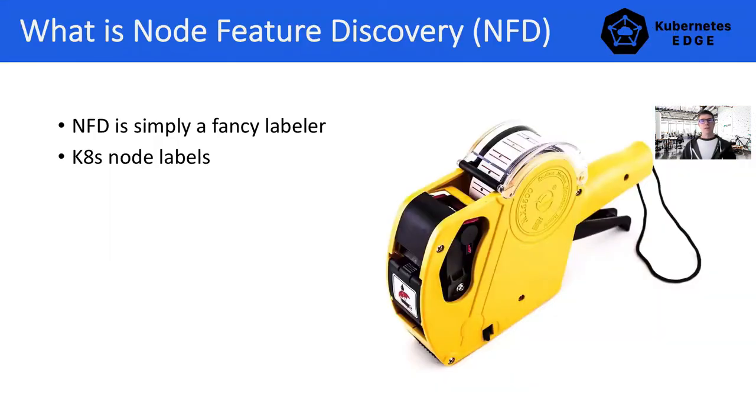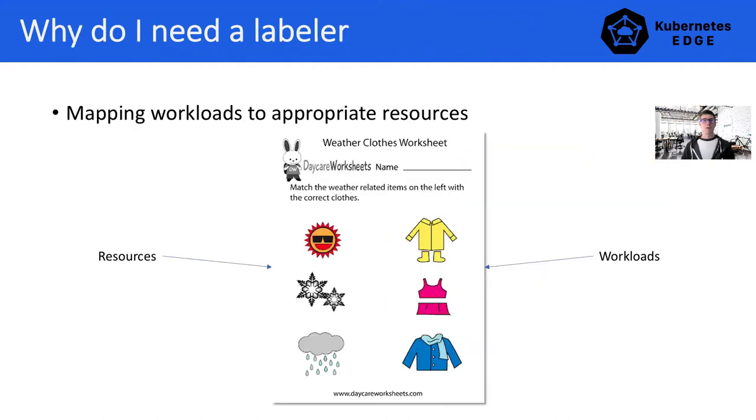Node feature discovery is really simply a fancy labeler. You can use it to label Kubernetes nodes. So why do I need a labeler? I think the number one benefit is the ease of mapping workloads to resources. Here is a five-year-old's worksheet, a kindergarten worksheet, finding the resources. That's what node feature discovery is doing for us.